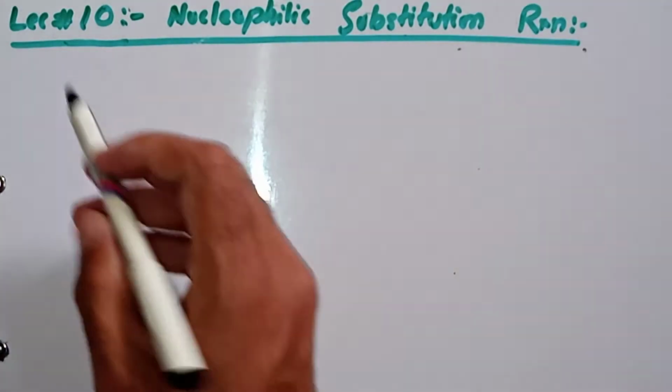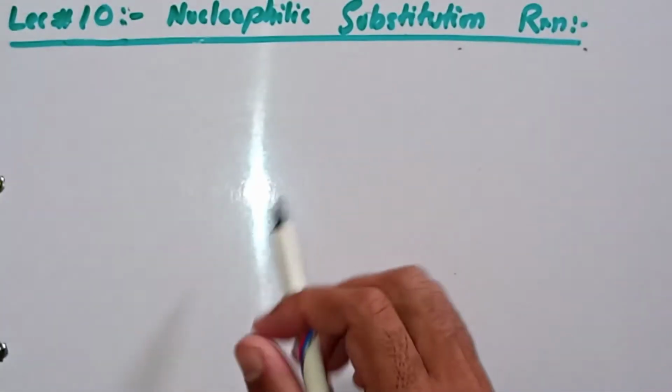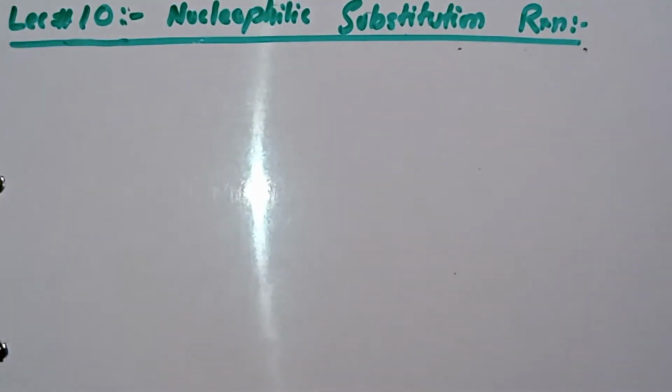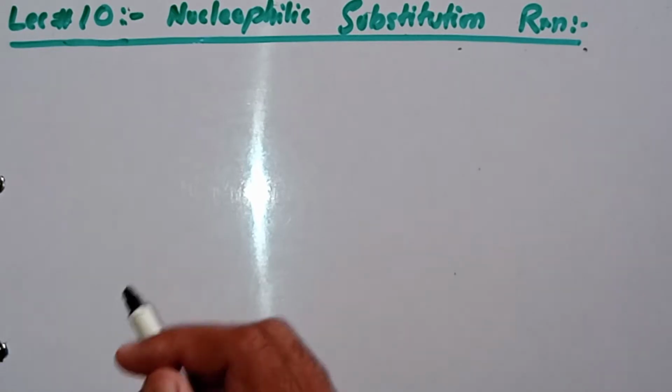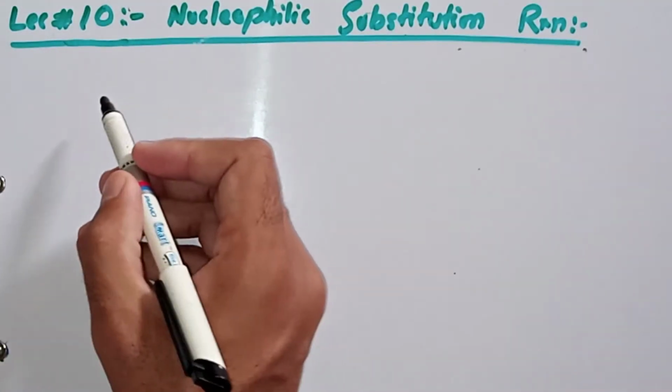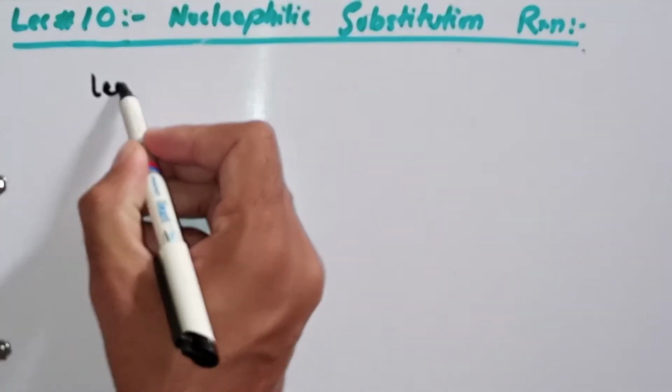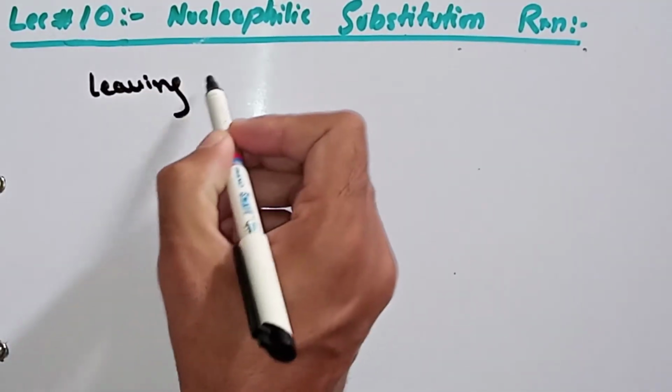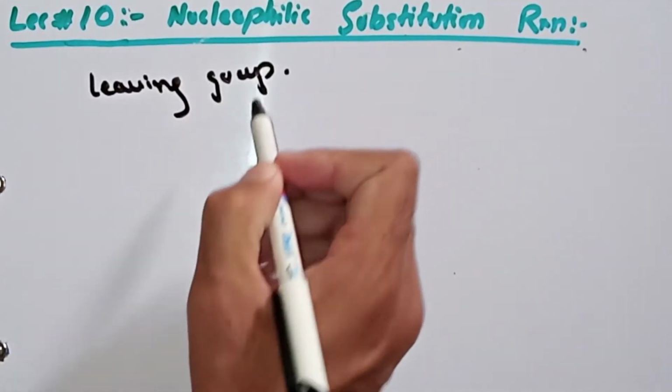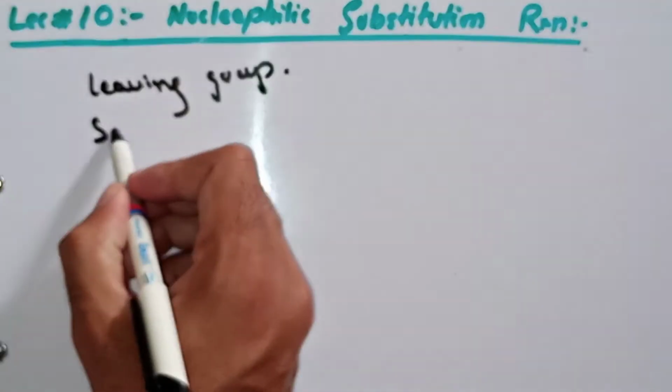Today is lecture number 10 of nucleophilic substitution reactions. Like in the previous lecture, we studied the substituent effect, on the substrate as well as on the nucleophile. In today's topic we will study leaving groups: what is the effect of a leaving group on the substrate? We will also study leaving group effects.